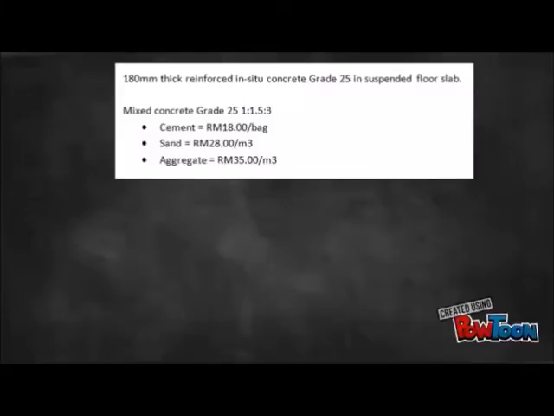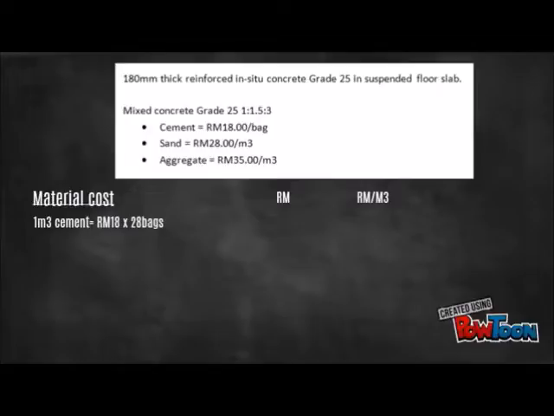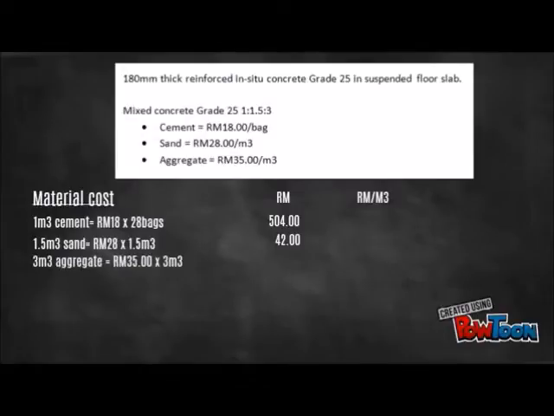Now we are going to do the calculation for concrete estimating. First, we have to calculate the material cost. The cement price has to be multiplied by 28 packs to get 1 meter cube in size. Price of sand times 1.5 meter cube to get the price of sand. Following by calculate the price of 3 meter cube aggregate. Total up the answers to get the sum.